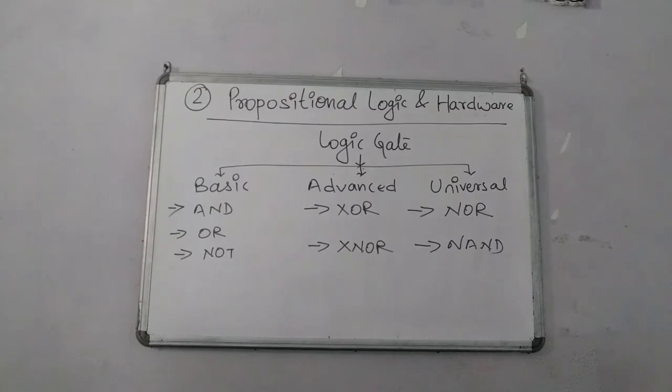You can see logic gates are of three different types: basic, advanced and universal. In the previous class I explained basic logic gates. I showed you what is the AND gate, what is the OR gate, what is the NOT gate.